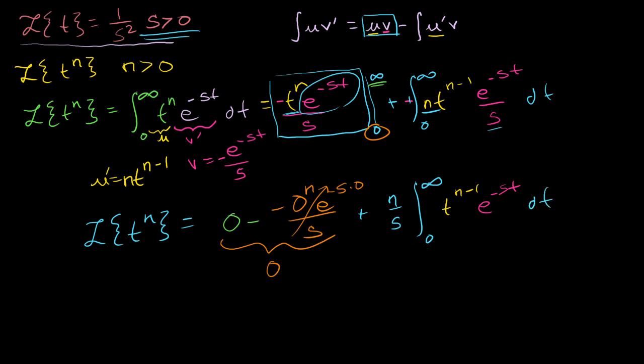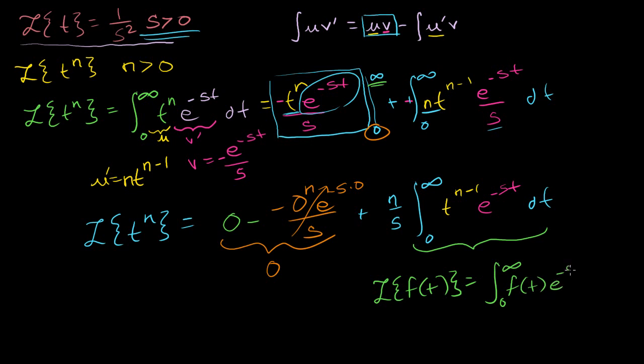Now, this should look reasonably familiar to you. What's the definition of the Laplace transform? The Laplace transform of any function is equal to the integral from 0 to infinity of that function times e to the minus st dt. Well, we have an e to the minus st dt. We're taking the integral from 0 to infinity. So this whole integral is equal to the Laplace transform of t to the n minus 1. So just that easily, because this term went to 0, we've simplified things.